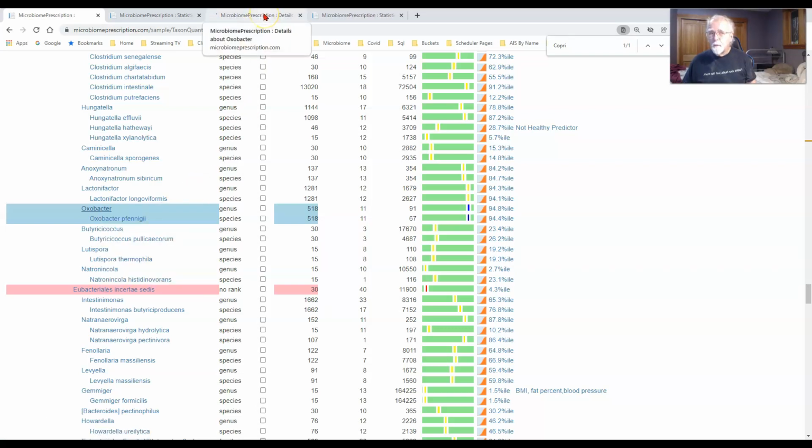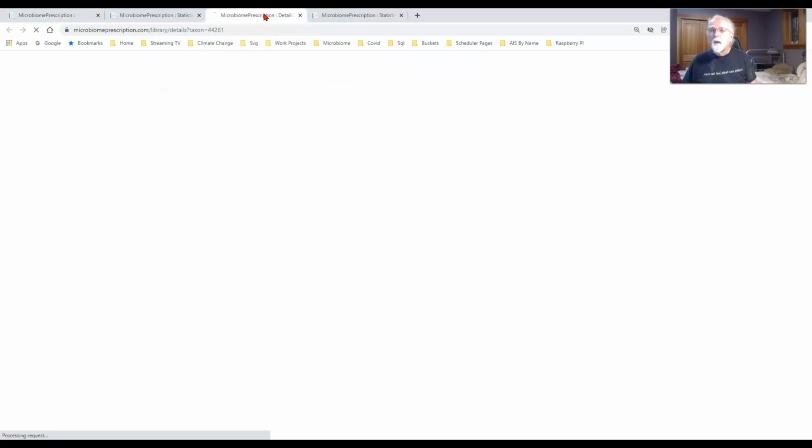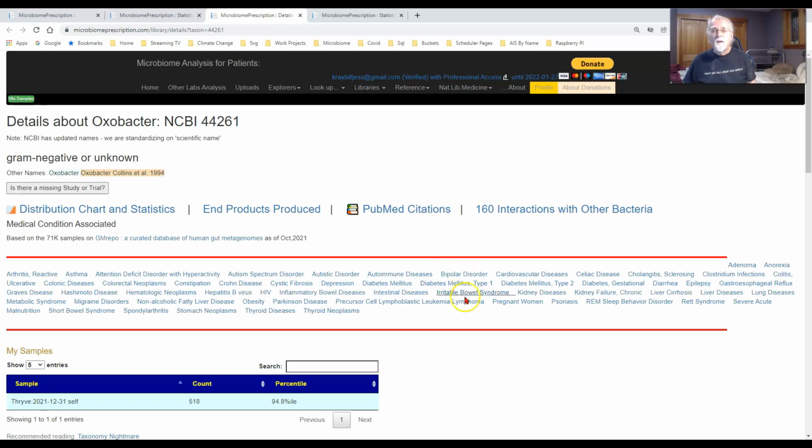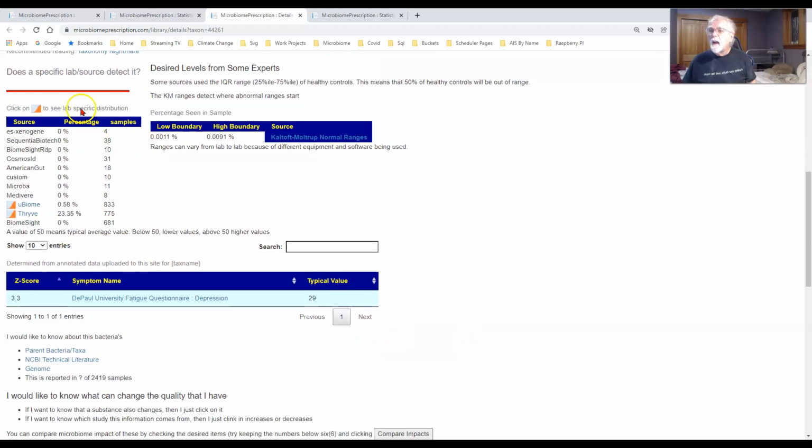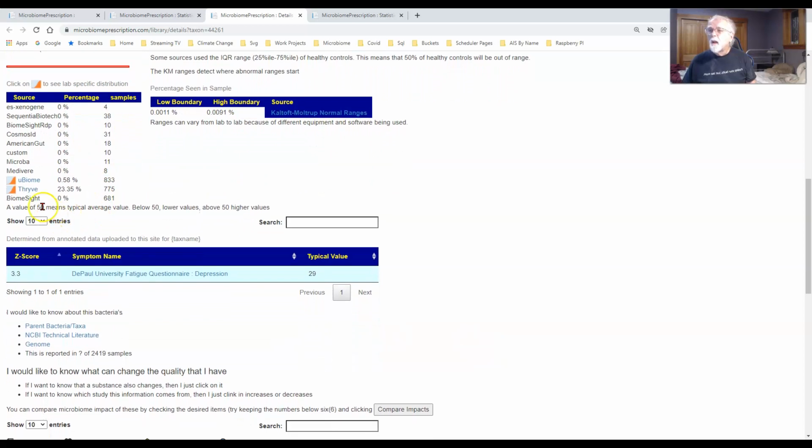So I'll click here, and I'm going to actually look at this bacteria. Every bacteria is hyperlinked, and the purpose of the hyperlink is to allow you to walk the data. So here it gives you information about names. And we have how often people report having it, and what we have is that Thrive is the only one that reports on it. Nobody else reports on it.